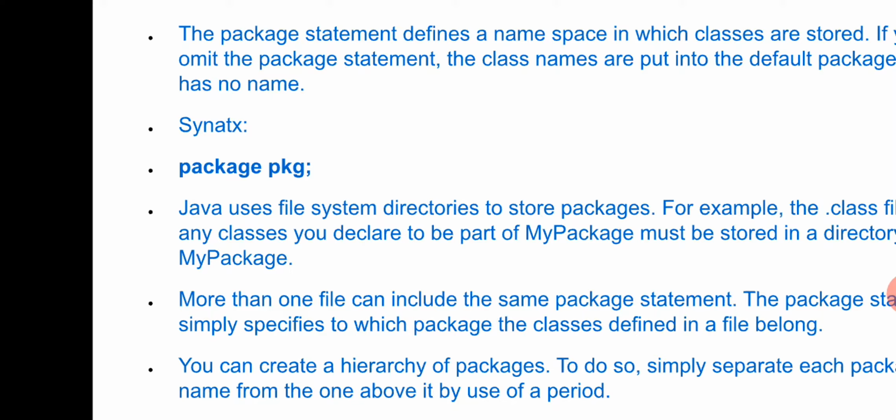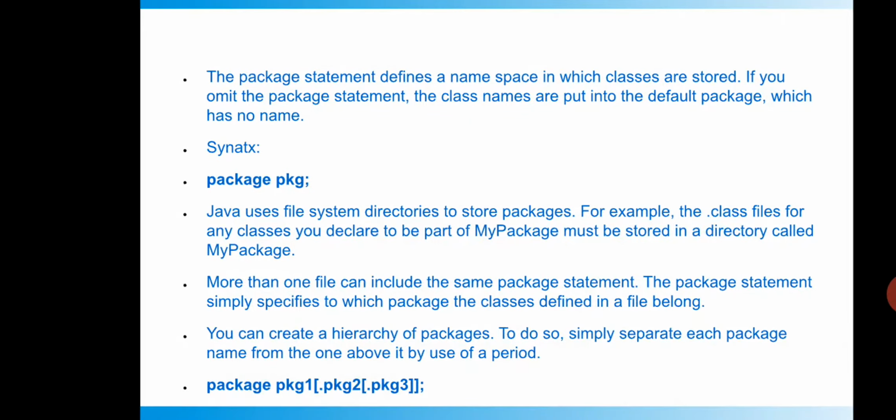Now Java uses file system directories to store packages. For example, the .class files for any classes you declare to be part of mypackage must be stored in a directory called mypackage. After compiling, you get the .class file, isn't it? When you run the javac command, after successful execution of javac, you can see a .class file being generated in your directory. After the compilation you will get that.